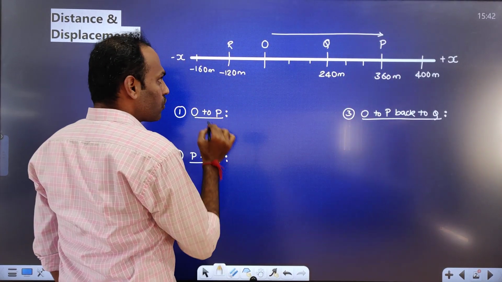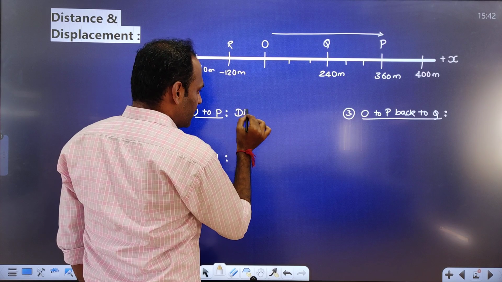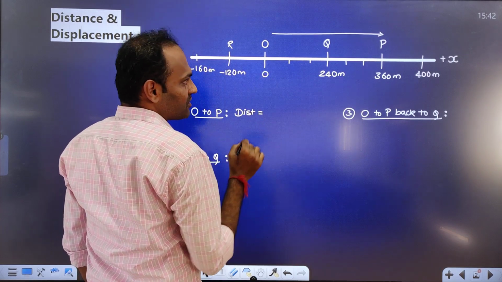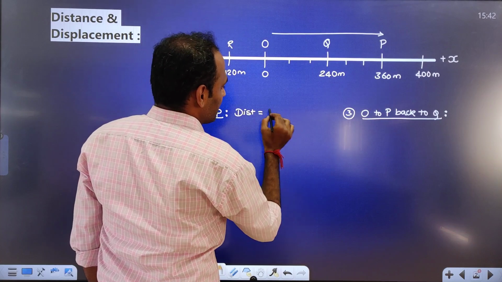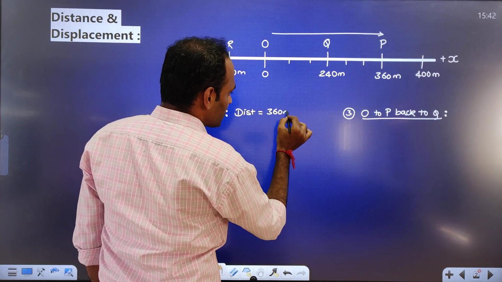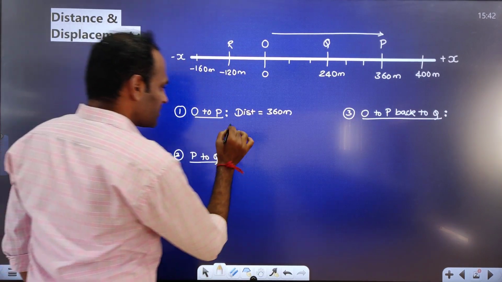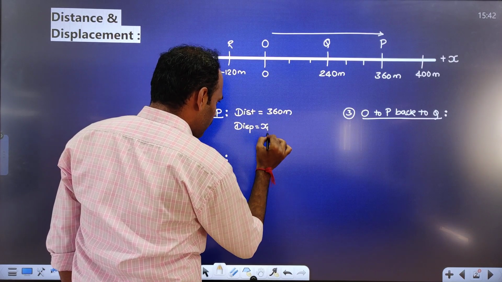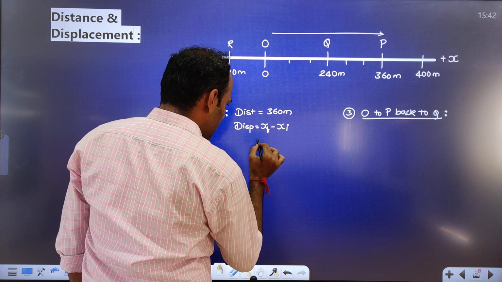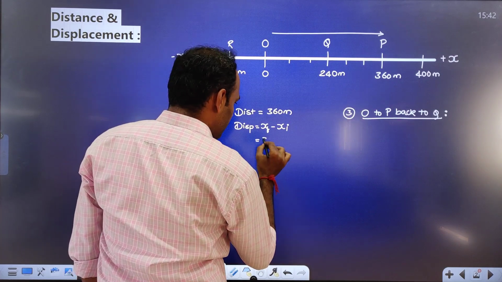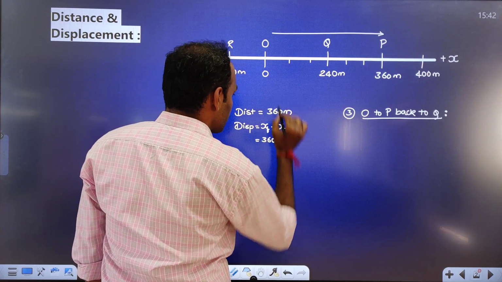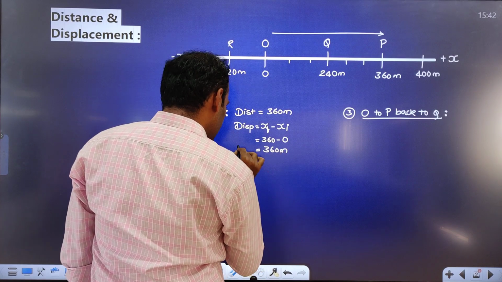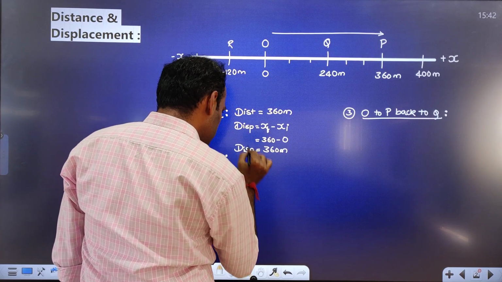O to P. See, the distance will be equal to O to P, which is 360 meters. What is the displacement? Displacement means it will be equal to final position minus initial position. What is the final position? Final position is 360. What is the initial position? Initial position is 0. So displacement is again 360 meters. Here, distance and displacement both are equal.